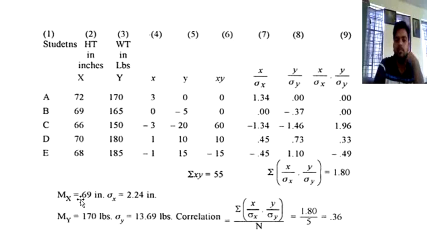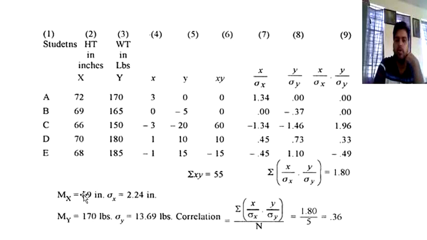So mean you can find simply, that you have done earlier also. For x, the mean will be 69. How? You added all these variables, then you divided by 5. For y, what is the mean? You have to add all these variables and then divide by 5, so then you will get 170.